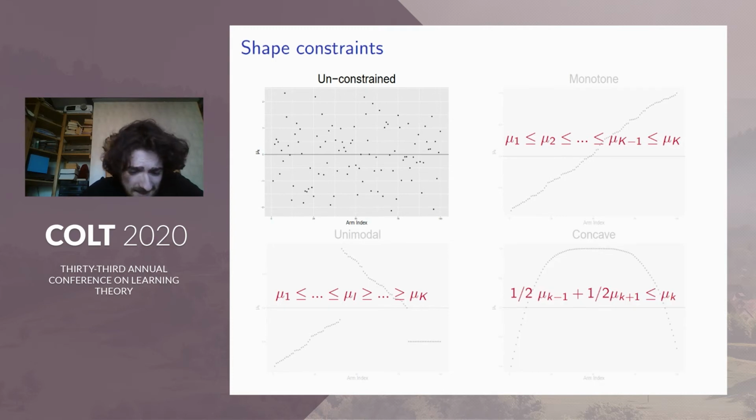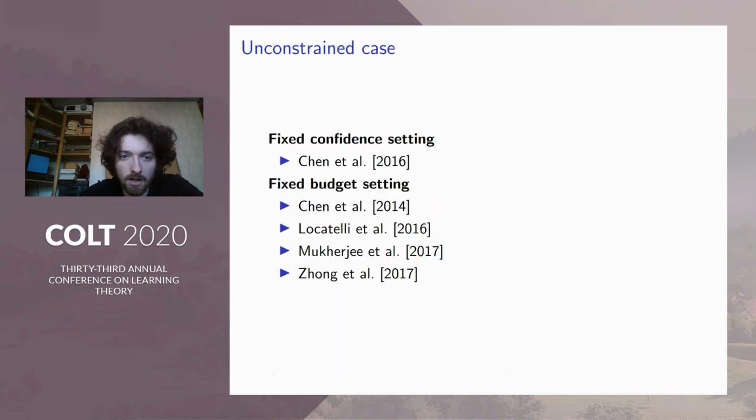So if the learner knows which setting they're in, how are they going to be able to exploit this shape constraint to achieve a better performance? And that is what the focus of our paper is going to be. So let's start off with the unconstrained case. This has been studied in the literature in both the fixed confidence and the fixed budget setting. So we're working in the fixed budget setting because the number of rounds in the game, T, is fixed. And the primary focus of these papers is the problem-dependent regime, whereas we'll be working in the problem-independent regime.